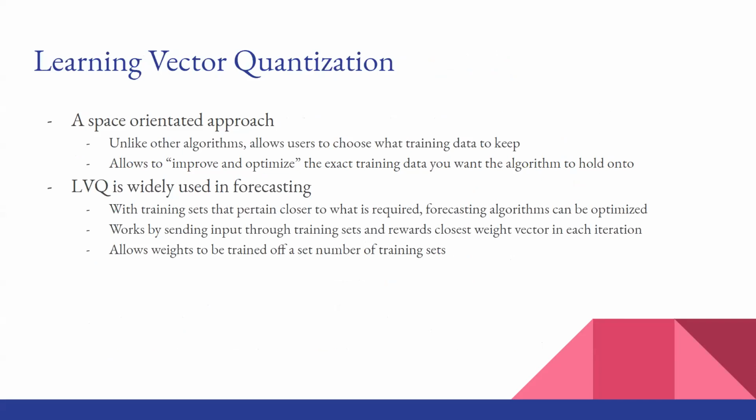One of the last ones we'll be going over is learning vector quantization, or LVQ. It's a space-oriented approach and very different from other methods. The whole point of LVQ versus KNN or random tree is that it's attempting to save space by only choosing what training data is the most optimal for it. Unlike most algorithms, it allows users to choose what training data to keep.